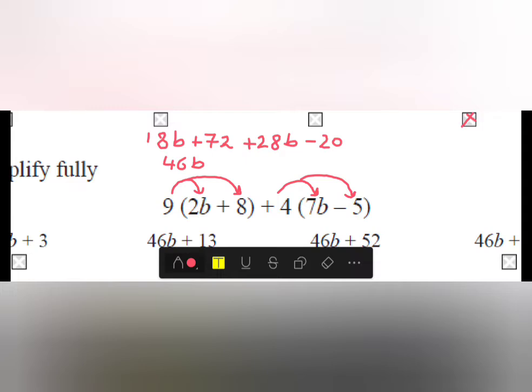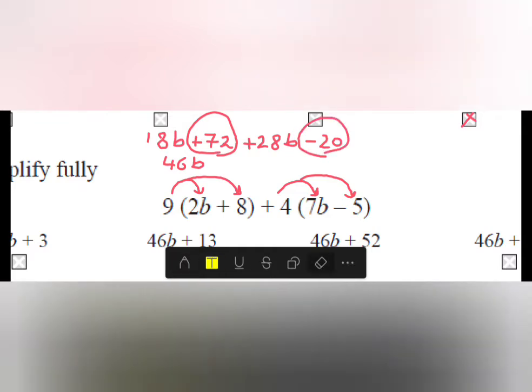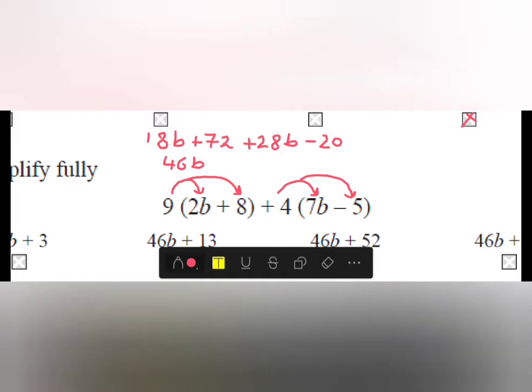and then other like terms, which are constants, we have 72 and negative 20. These two constants have different signs. One of them is positive, one of them is negative. So we take the sign of the bigger number, which is 72, which is plus, and then we subtract the numbers. So 72 minus 20 equals 52. Very good.